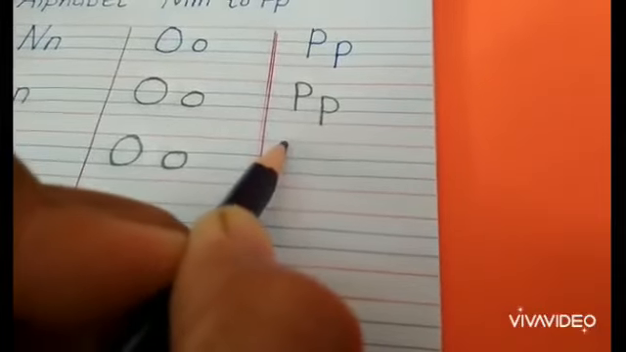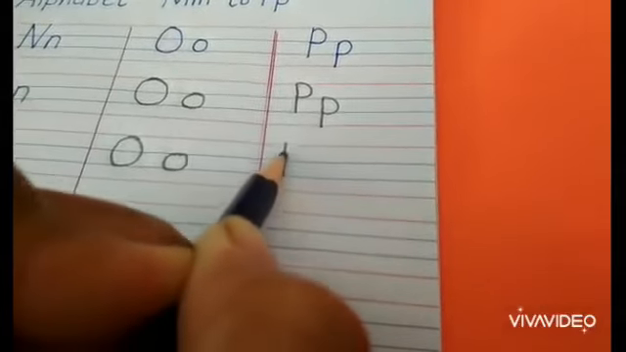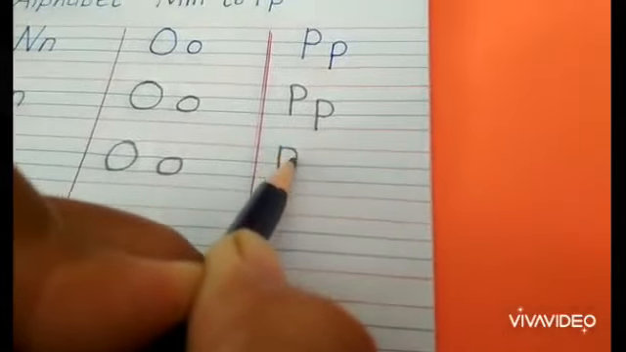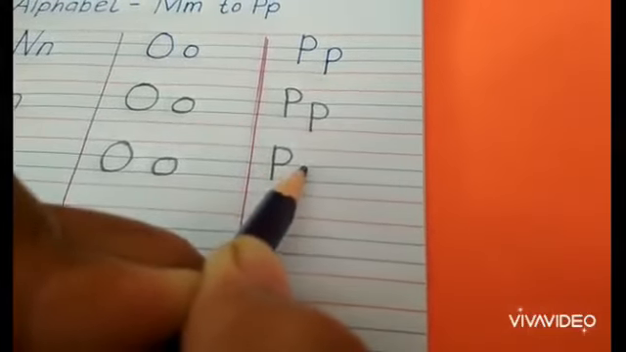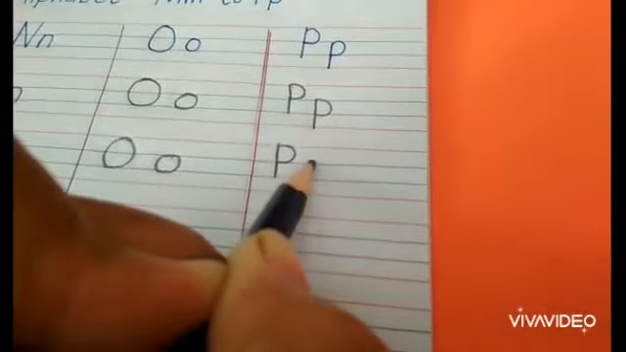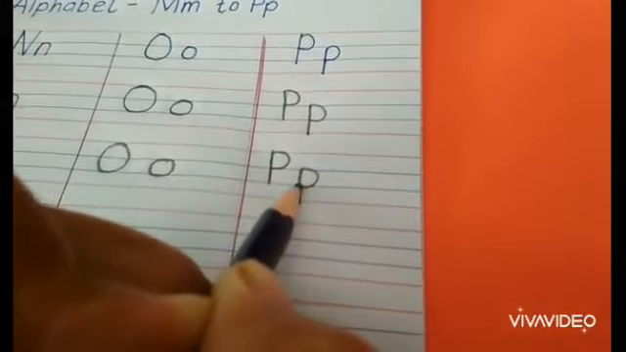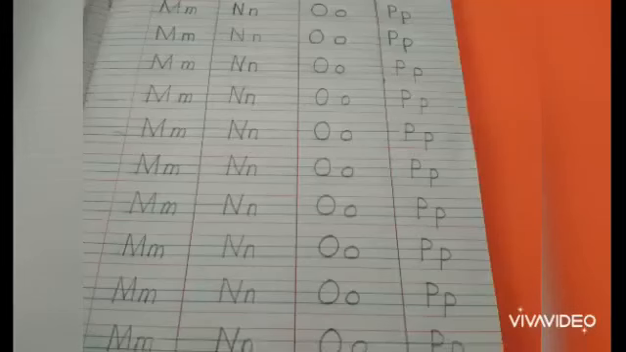Capital P, start from the red line, make a standing line, go down, then go up, make a reverse C curve, touch the first blue line. Capital P. For small p, start from the first blue line, go down and touch the second red line, go up, make a reverse C curve and touch the second blue line. Small p. Capital P, small p.